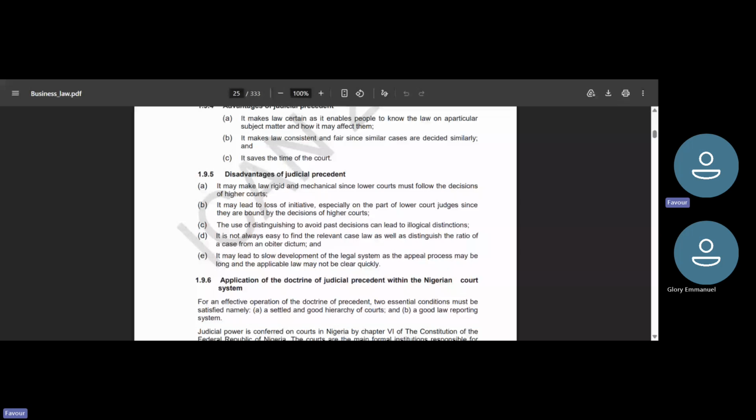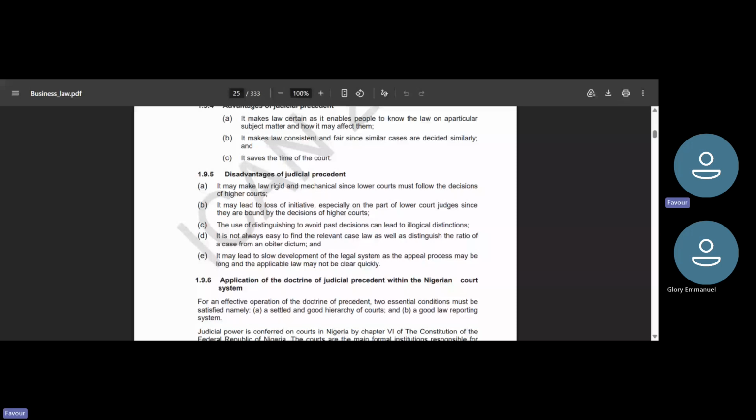And it is not always easy to find the relevant case law. Lawyers can attest to this. That's why you always see lawyers doing research and research, trying to find if there has been a precedent to that particular case. Because most times, when there are precedents on a particular subject matter and it is favorable to you, it will give you a basis on which to argue your case, right?